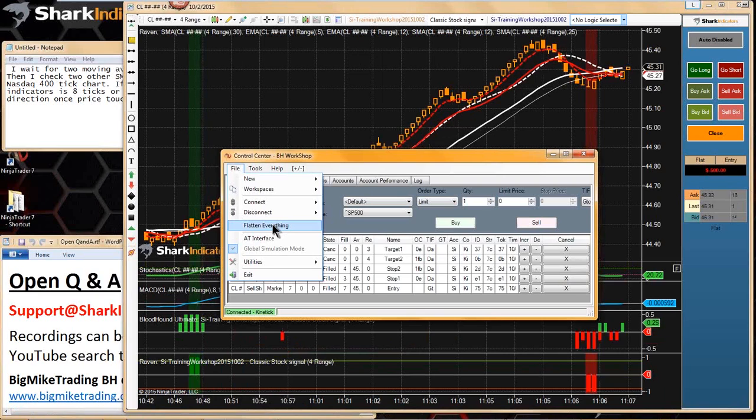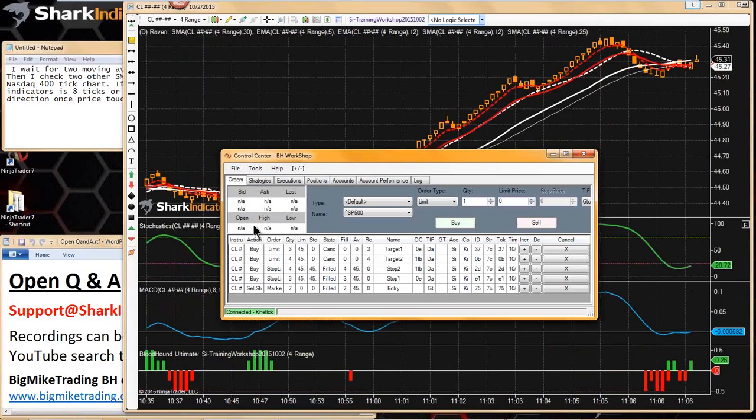Now that's going to shut down all the strategies. So if you have a couple of Ravens loaded up on different charts doing some back testing, this is going to disable all your strategies. So just be aware of that. There we go.